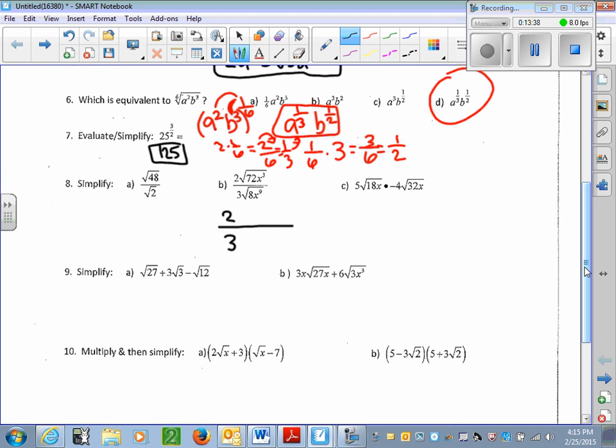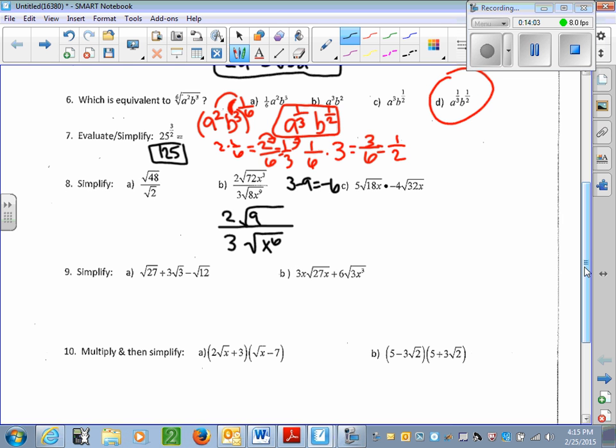But 72 divided by 8 would give me a 9. And then x to the 3rd divided by x to the 9th. Remember, when I'm dividing variables, I subtract their exponents. So I have 3 minus 9, which equals -6. So I have x to the -6. Since it's a negative, that means I'm going to move it to the denominator. And I have square root of x to the 6th in the denominator.